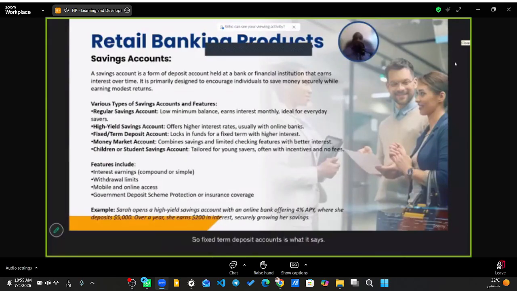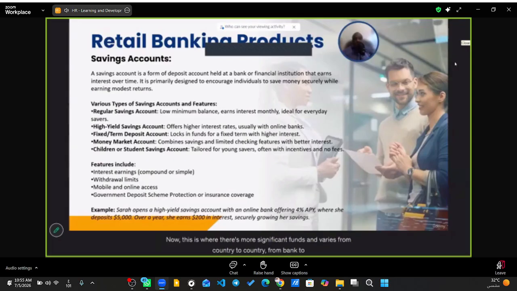Fixed or term deposit accounts. So a fixed or term deposit account is what it says, fixed or term. Locks in funds for a fixed term with high interest. So sometimes they say, put your funds with us. Usually they have a minimum, maybe $1,000, $10,000, whatever the minimum is, and they will say, but you have to leave it with us for 3 months, and you can't break that. And therefore, because then the bank will utilize it for business and return it to you with a higher amount of interest because you've left it for that long.